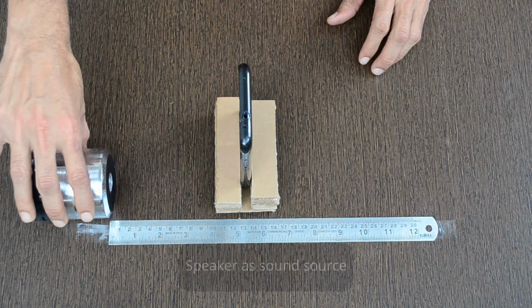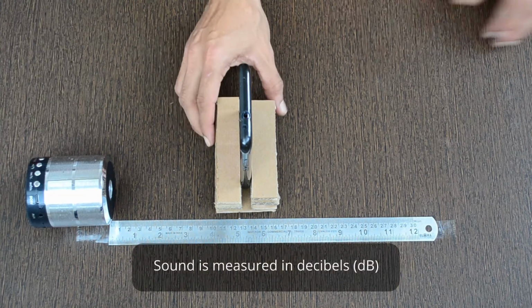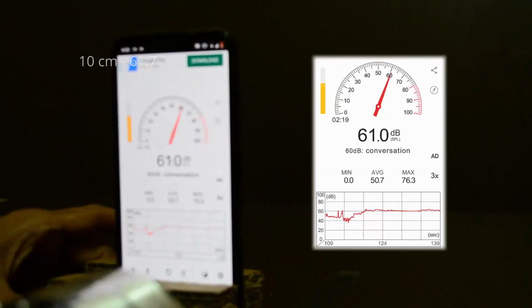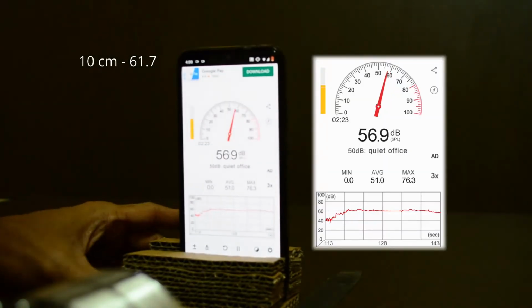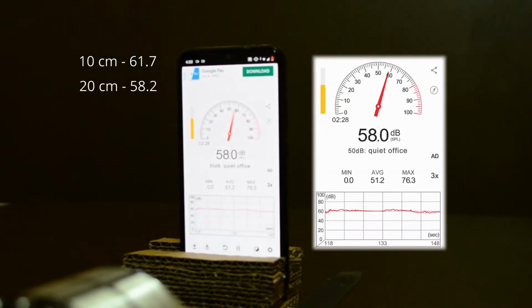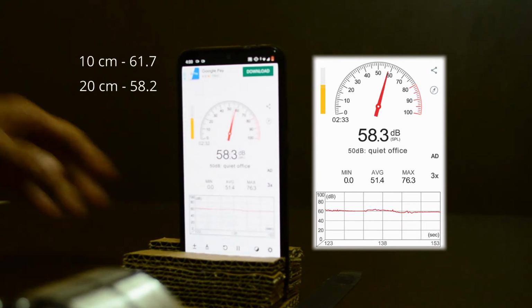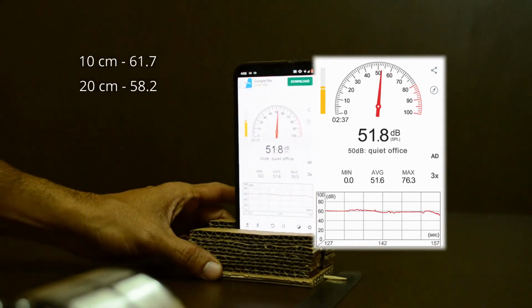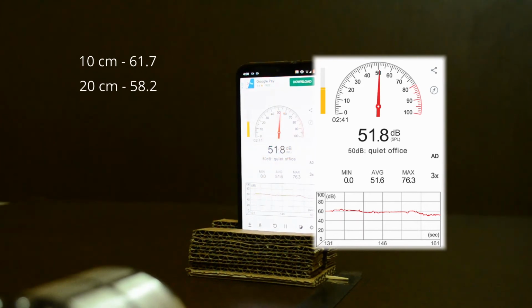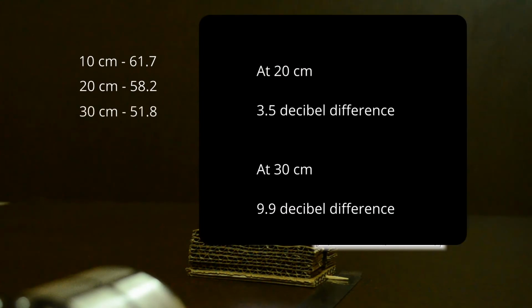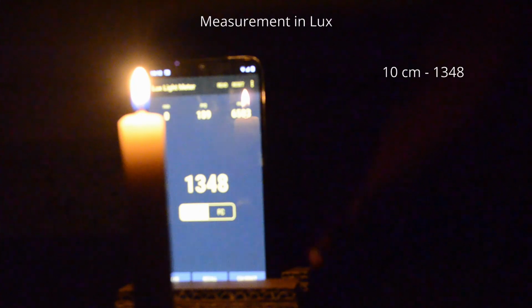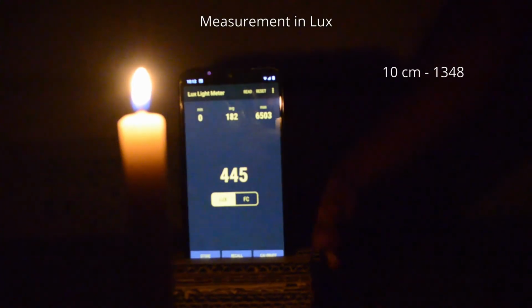Sound level is measured in decibels and this scale is logarithmic. At 20 centimeter, a 3.5 decibel difference is there, which is equal to an intensity ratio of 3. While at 30 centimeter, a 9.9 decibel difference is there, which is equivalent to an intensity ratio of 9. You can use a candle as a light source as well and try it out.